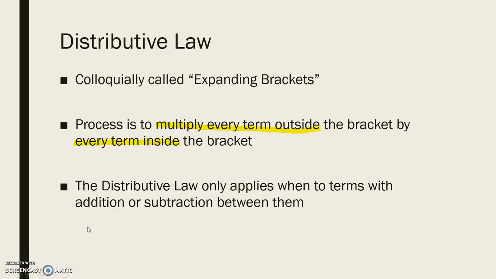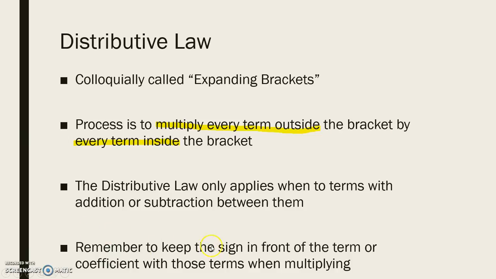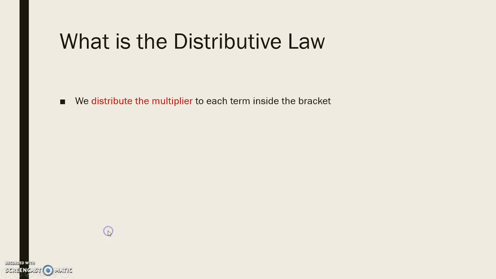It only applies to terms with addition or subtraction between them, because a term such as 3xy is three things multiplied together, but they are an individual term, not two separate terms. So separate terms are shown by the plus and the minus signs. And remember, when we're multiplying things with negatives in the coefficient, that stays with the coefficient. So let's look at an example of the distributive law and how it works.